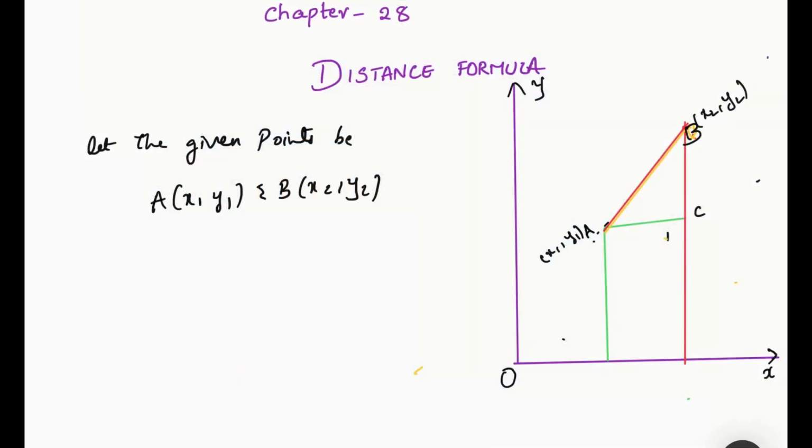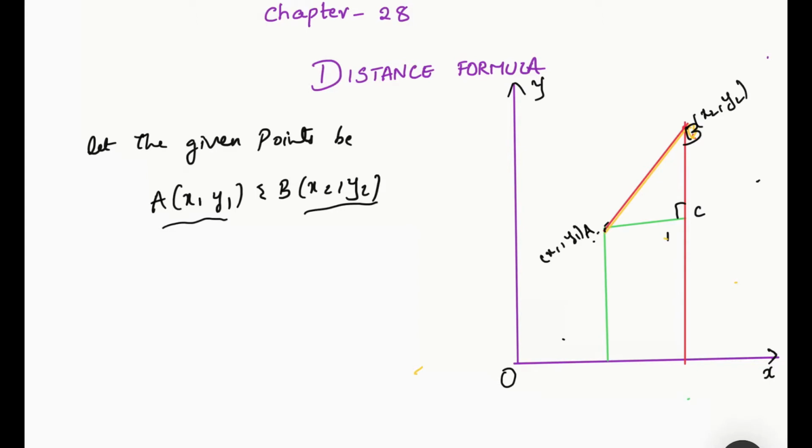Hi students, let us start with our chapter 28, distance formula. In order to find the distance between two given points, let us consider the points as A and B. A is (x1, y1) and B is (x2, y2). So we'll get a figure, we can draw it like this. We have a triangle ABC, that is a right angle triangle. ABC is the right angle triangle.